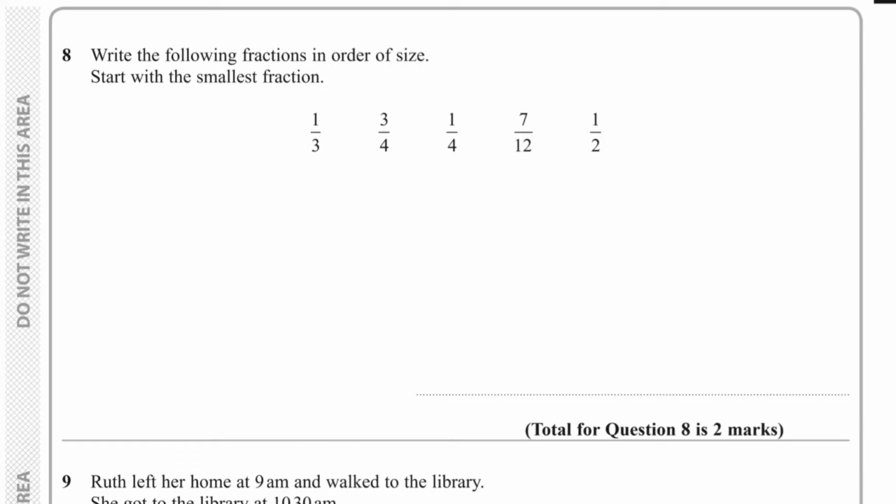Question number 8. We have to write the following fractions in order of size. We have to start with the smallest fraction. Now, you'll notice here, we have different denominators. To make our lives a bit easier, it would make sense for us to write all these over a common denominator. So the first thing we can do is think to ourselves, what denominator can we use? And you'll notice the 3, the 4, the 12 and the 2 all go into 12. So our common denominator will be 12.